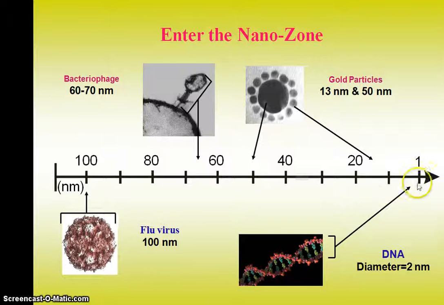The nanozone starts from 1 nanometer to 100 nanometers. In this figure, gold particles are 13 to 15 nanometers, bacteriophage 60 to 70 nanometers, flu virus 100 nanometers, and the diameter of DNA is 2 nanometers.